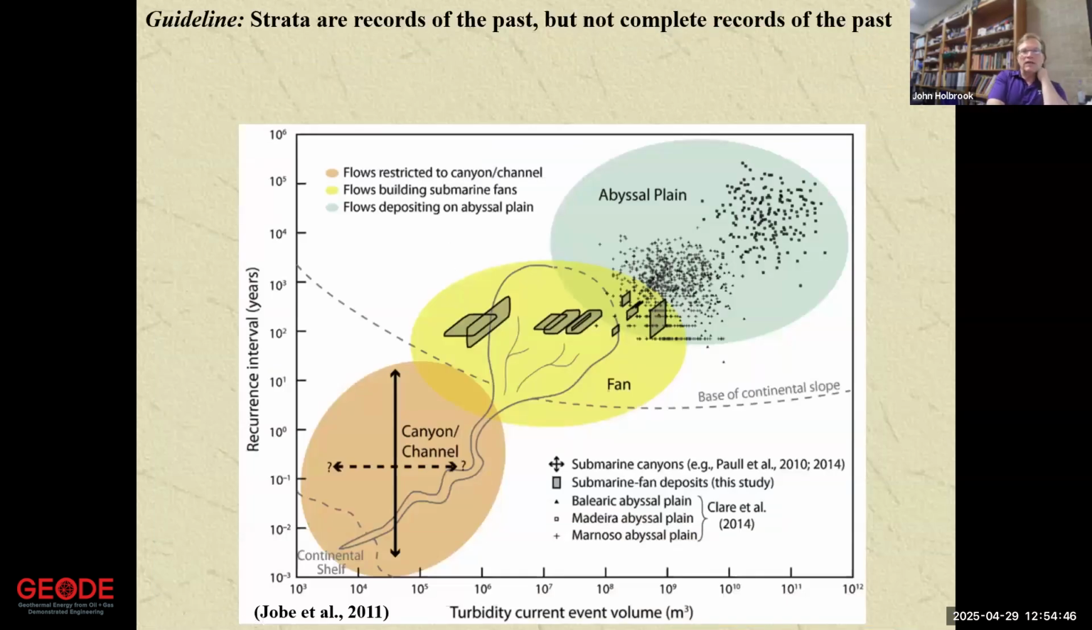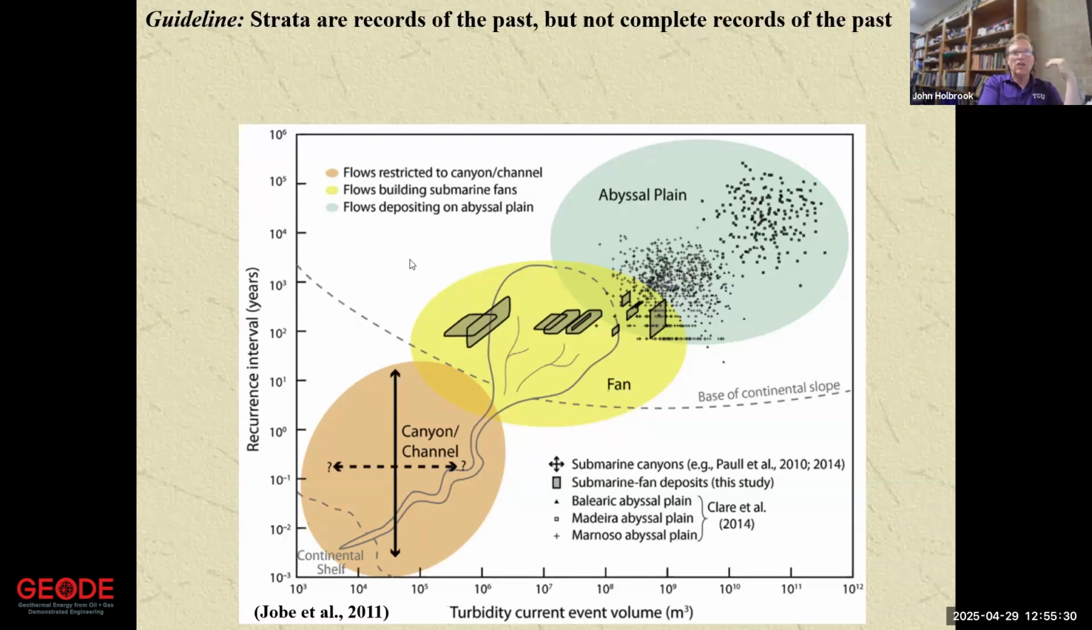This is some work that Zane Job did here, and so he's pointed this out. Strata are records of the past, but not complete records of the past. So in this case of this deep sea alluvial fan, submarine fan, what's happening is you're depositing turbidites. By the time you get out to some of these distal turbidites towards the alluvial plain, you're only preserving a turbidite about every 100,000 years. So a turbidite might have happened in a week, and it might be about 20 centimeters thick, but you're not recording them constantly. You're only picking one of those up about every 100,000 years.